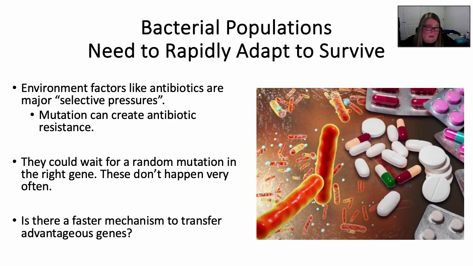Now, if the mutation has happened and they already have the antibiotic resistance, they're not going to really feel that selective pressure. They're going to be able to survive and pass their genes on. But the thing is, is there a way that we can be faster at getting these adaptations? Okay, getting genes that are going to confer things like antibiotic resistance. Is there a faster way to get these? And the answer is yes, and this is what we're going to talk about in 9.1.